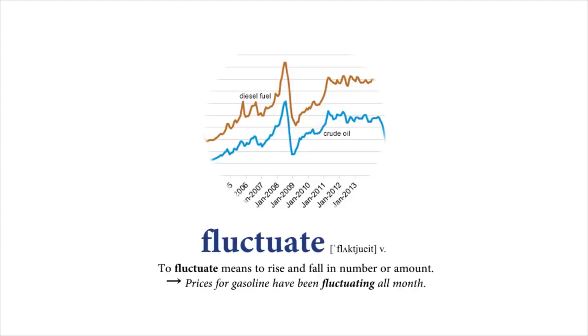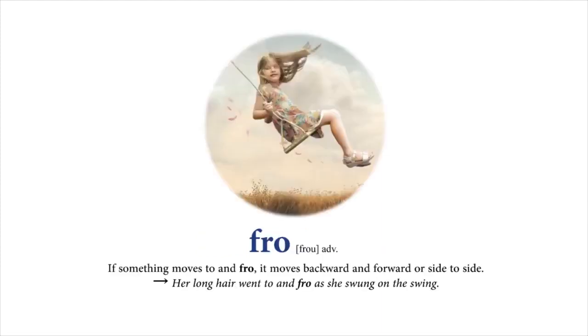Fluctuate. To fluctuate means to rise and fall in number or amount. Prices for gasoline have been fluctuating all month. Fro. If something moves to and fro, it moves backward and forward or side to side. Her long hair went to and fro as she swung on the swing.